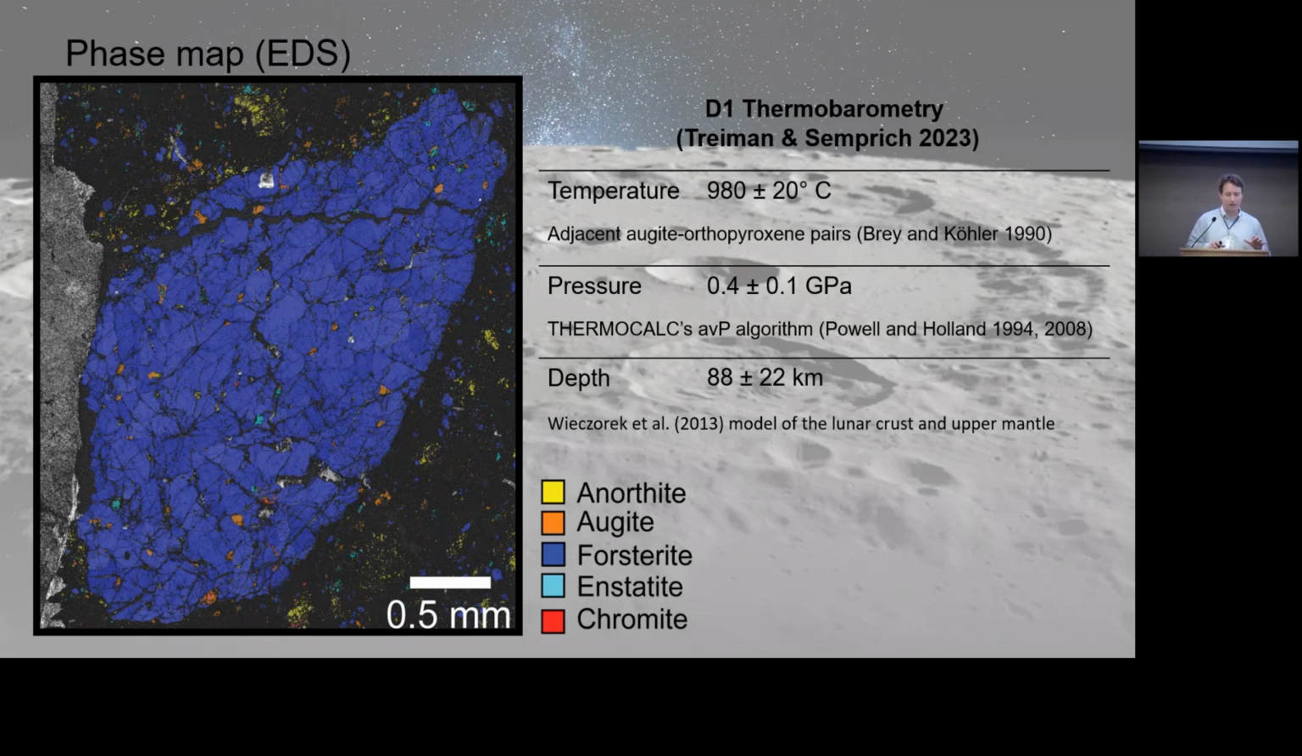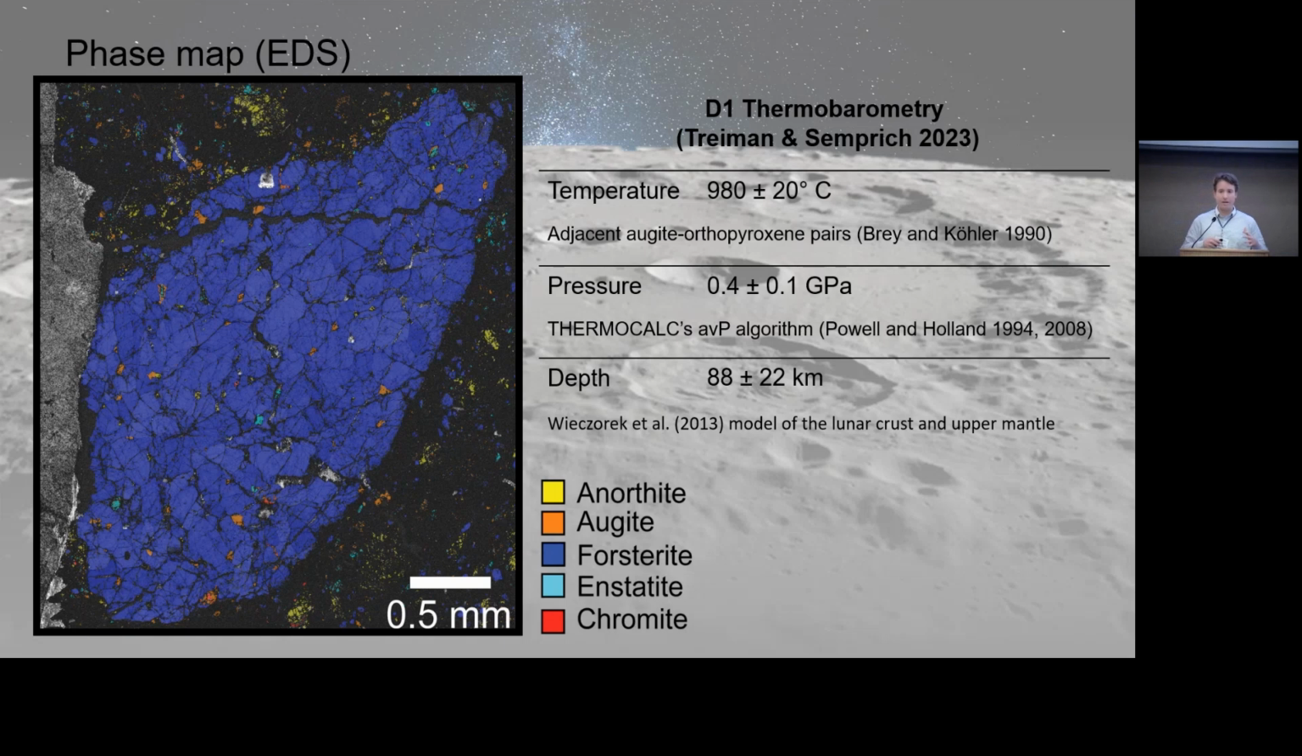Our primary objective with this sample is to begin understanding its trace and minor element chemistry. However, before we got onto that, we wanted to first understand what the deformation state of the sample was and maybe identify possible sources of chemical alteration that may have occurred during its excavation. So for that, we performed an electron backscatter diffraction analysis, or EBSD.